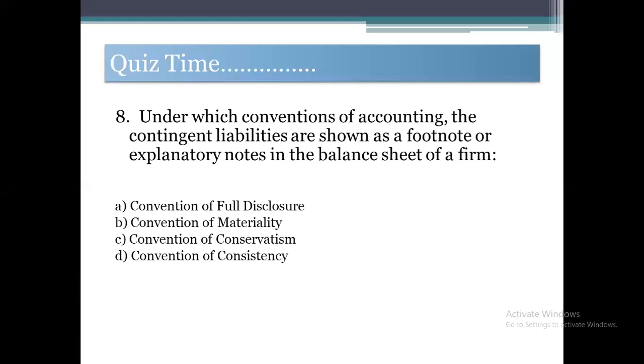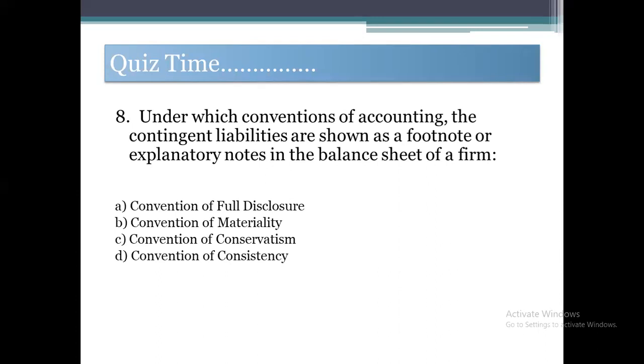Under question number 8, under which conventions of accounting are the contingent liabilities shown as a footnote or explanatory note? Contingent liability means any liability which might occur, right? Which might occur. So the answer in the chat box I see as A.